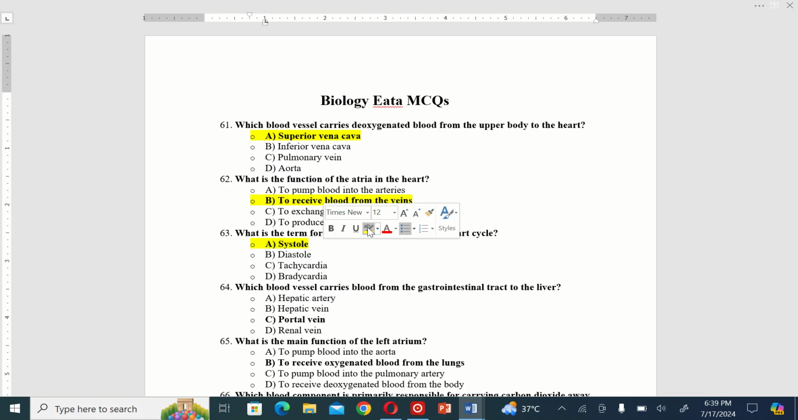Which blood vessel carries blood from the gastrointestinal tract to the liver? A. Hepatic artery. B. Hepatic vein. C. Portal vein. D. Renal vein. So the correct option is C. Portal vein.